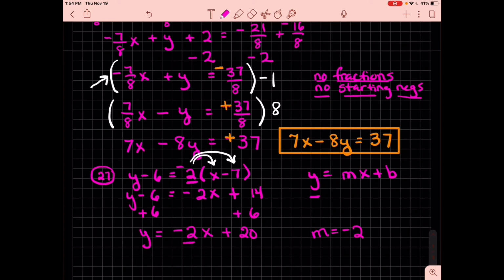And I can now see the y-intercept, which is really useful, especially for graphing. I know that this doesn't start at the origin. It actually starts up there at 20 on the y-axis. So that's the b number.